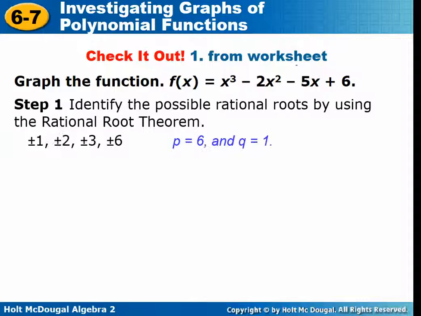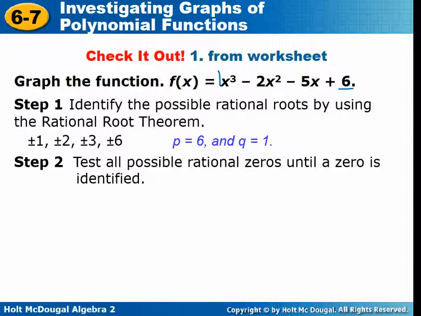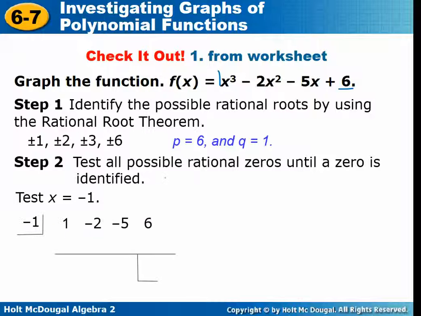Again, p is 6 and q is 1. The possible factors of 6 are 1, 2, 3, and 6. Those are the factors of 6, but you also need the opposite signs of each of them. Now we have to test all possible rational zeros until 0 is identified. So just start at -1 or 1, pick one of the easy ones, and then we're going to use synthetic division again.